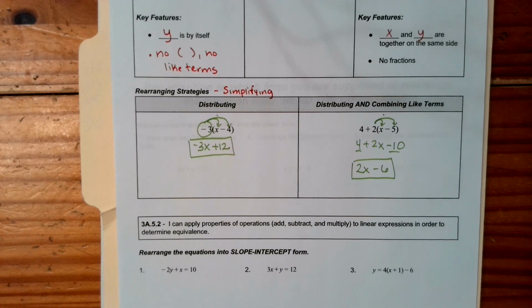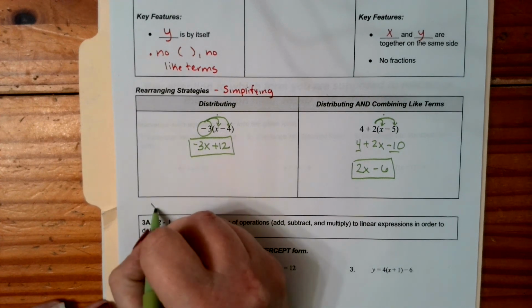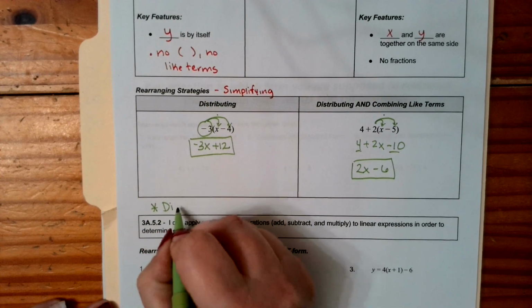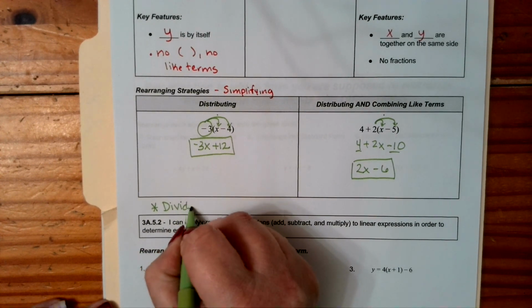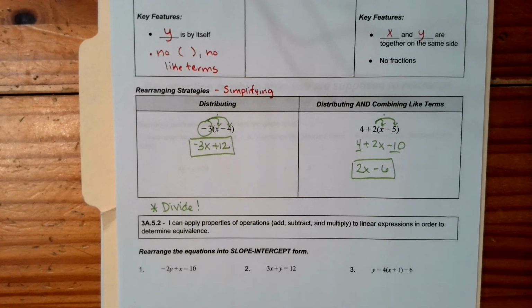Now, I want you guys to think back to some of the other modules that we've done. We talked about a third thing that we can do when we are simplifying expressions. And that third thing that we could do is divide. I want you guys to remember how to do this one because it's going to be really important as we move forward into some of these problems.